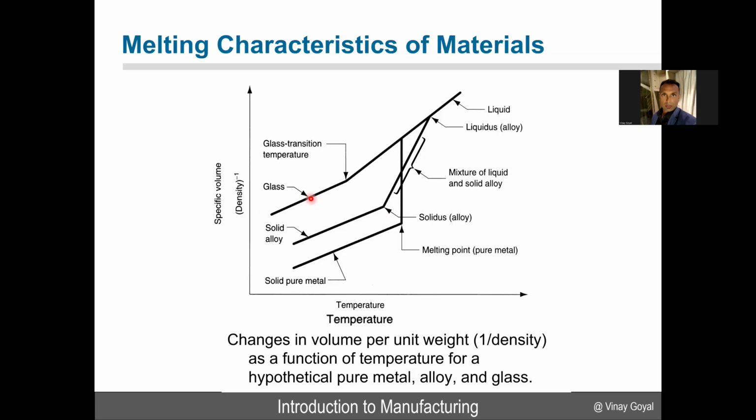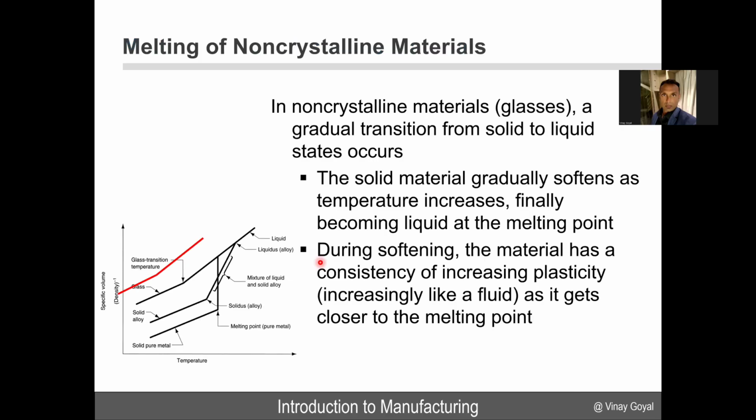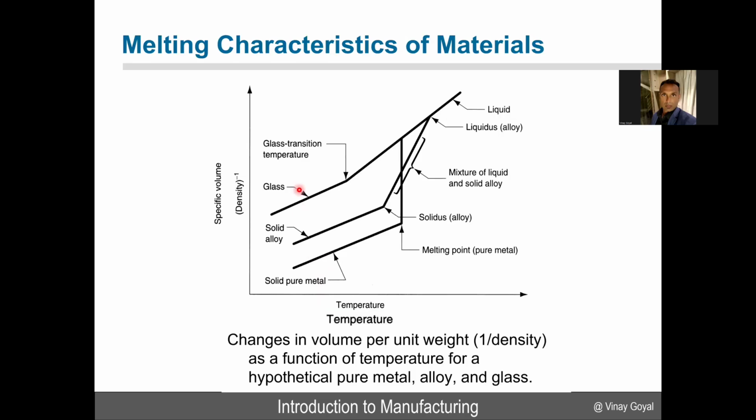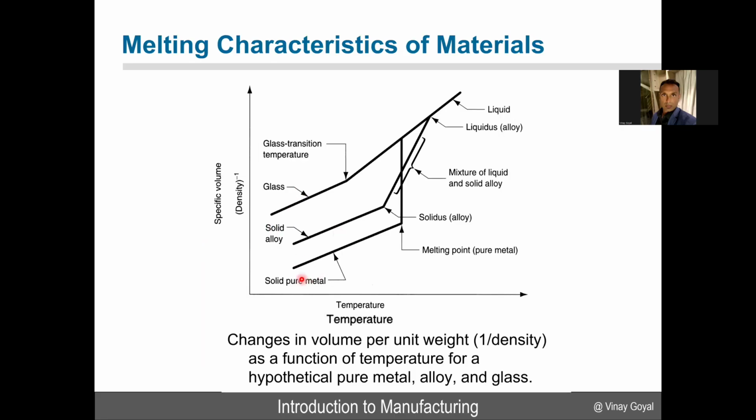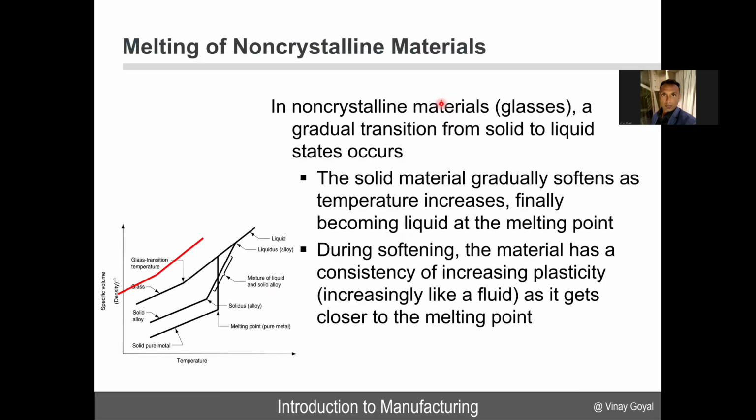So this is looking at glass, solid alloy, and solid pure metal, but now looking more carefully at non-crystalline materials like glass, there's a gradual transition from solid to liquid. That's not obvious. For example, for a solid pure metal, I go from solid to melt, and then I go through the melting point and suddenly I get liquid. That behavior is different from glass.